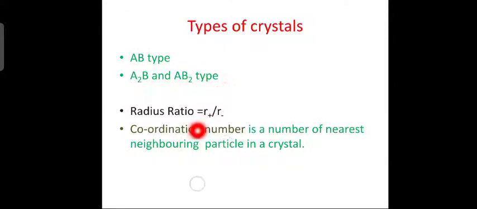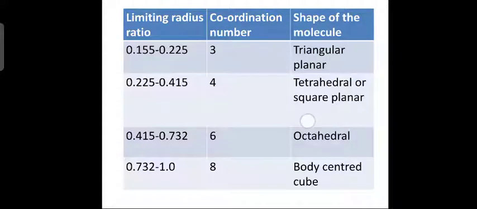Radius ratio is given by r plus divided by r minus. Coordination number is the number of nearest neighboring particles in the crystal. Next slide. Here there is a tabular column indicating radius ratio, the coordination number and then shape of the molecule. If you have radius ratio 0.155 to 0.225, coordination number is 3 and shape of the molecule is triangular planar. Now if you have radius ratio 0.225 to 0.415, coordination number is 4 and shape of the molecule is tetrahedral or square planar.